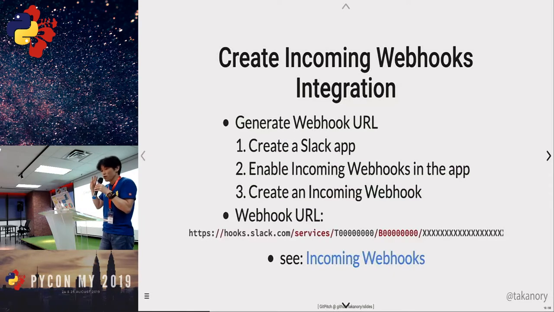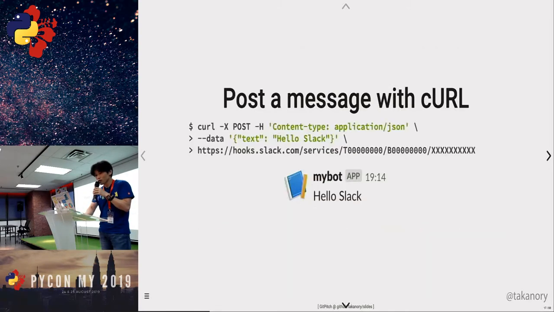So, step three, create an incoming webhook. Then you can get the webhook URL, like this hooks.slack.com and so on. Okay, we use it to send a simple message with a call. When we send the data to the webhook URL, the bot displays my sent message on Slack.